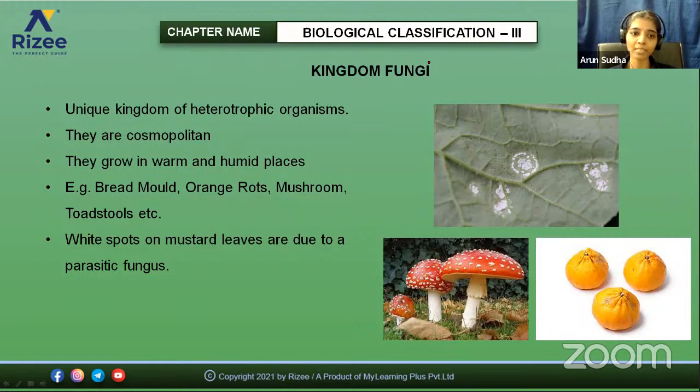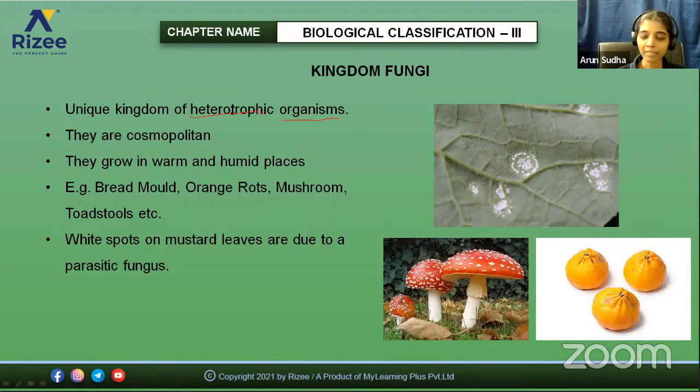So the main difference between the Protista and the fungi is that here the organisms are becoming multicellular. That is, they are progressing from unicellular to multicellular organisms. So most of the multicellular organisms come under the kingdom fungi and also plantae and animalia. So here it is a unique kingdom. When you see the fungi, you can see that it is a unique kingdom of heterotrophs. So here they are purely heterotrophic organisms.